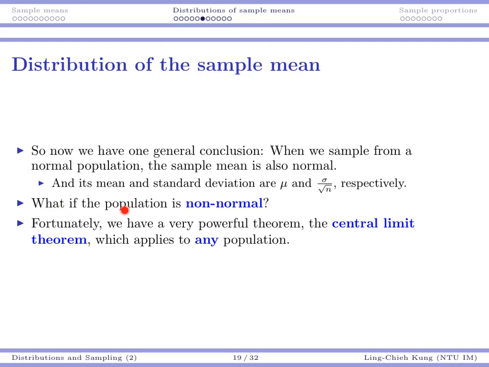But what if the population is non-normal? If the population is non-normal, can we say anything? Yes, we can. We have a very powerful theorem, which we call the central limit theorem in statistics, that would apply to any population. So let's talk about it in the next video.